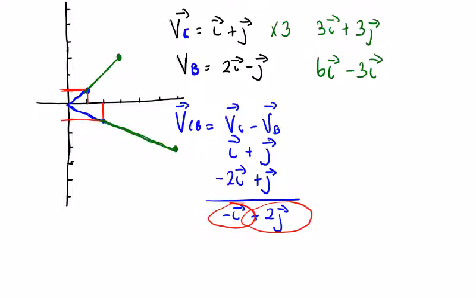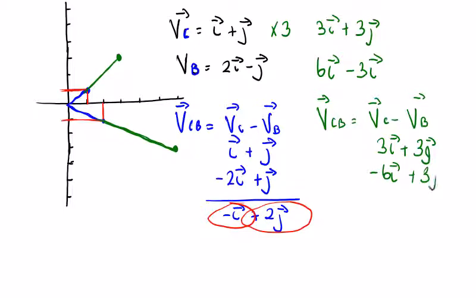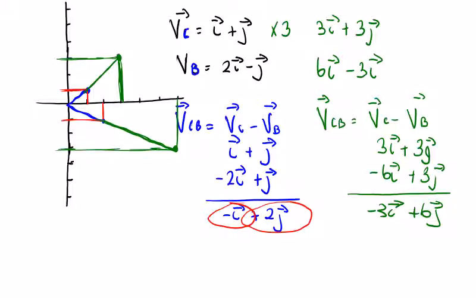So here and here. If we look at the velocity of the car relative to the bus, the velocity of the car minus the velocity of the bus, it's going to be 3I plus 3j minus 6I plus 3j. So we're going to get minus 3I plus 6j. Let's just look at our vectors here. We're at 6 here, we're at 3 here, so you can see the change is 3 in the I direction. And we're at 3 here, and we're at minus 3 here, so you can see the change is 6 in the j direction.